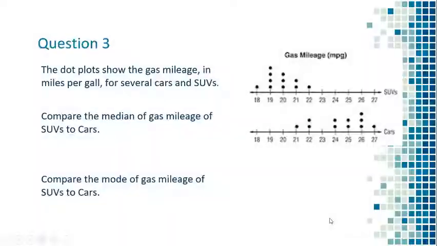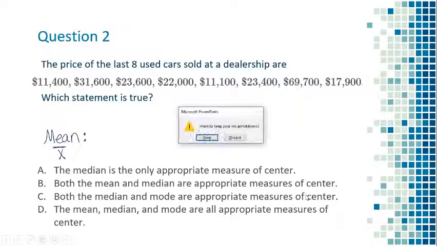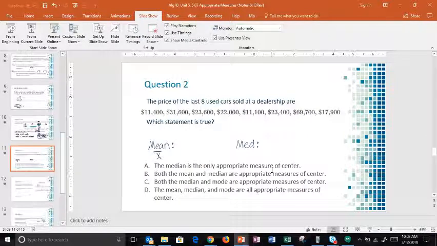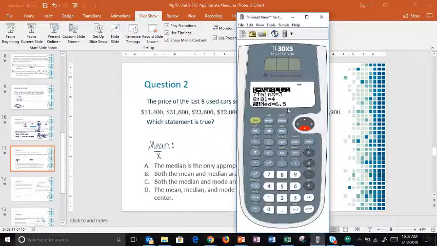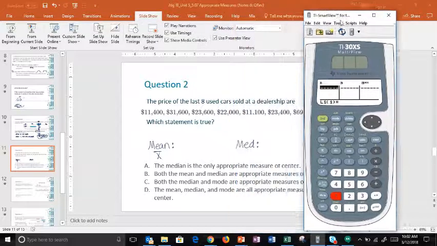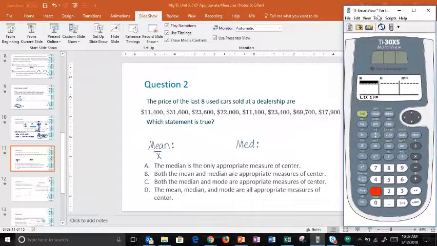And let's see, that's not what I wanted to do. All right, I'm going to pull up my calc here. I'm going to go into data. I'm going to hit data twice so I can clear out that list. And then I'm going to go ahead and put in those values.